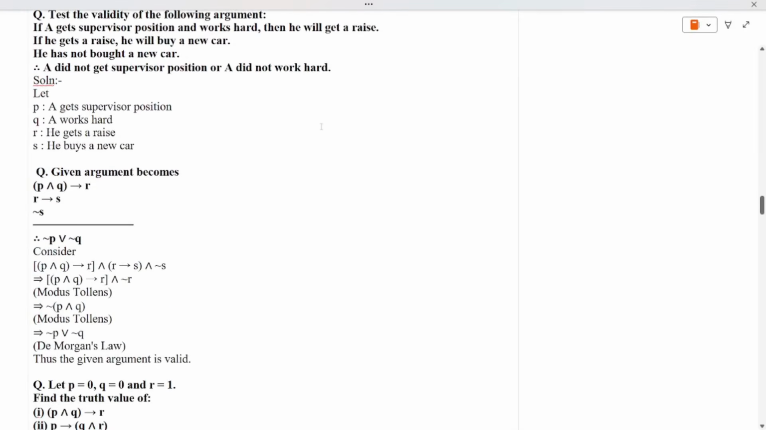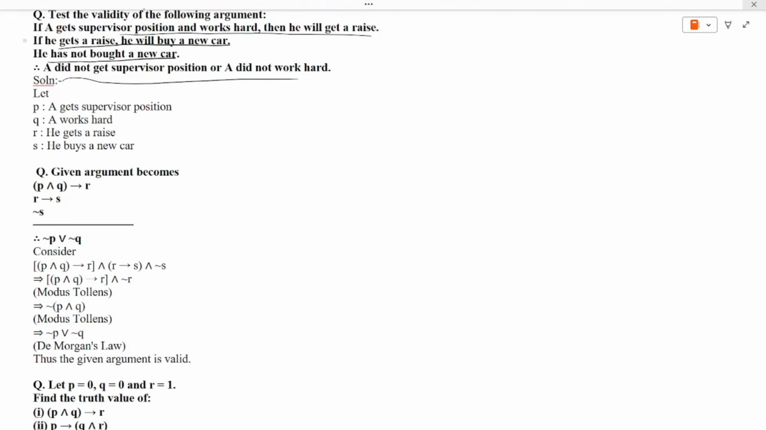Next you can see again the same type of question they have given us. If A gets supervisor position and works hard, then he will get a raise. If he gets a raise, he will buy a new car. If he has not bought a new car, therefore he does not get supervisor position. Now what you will be taking, P as A gets supervisor position, Q works hard, and R as he gets a raise and he will buy a new car.